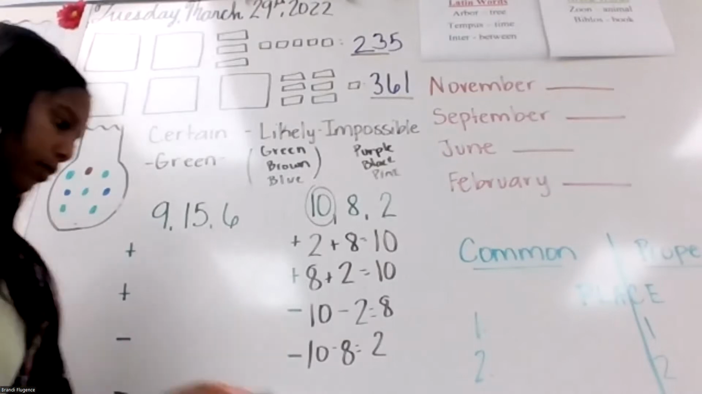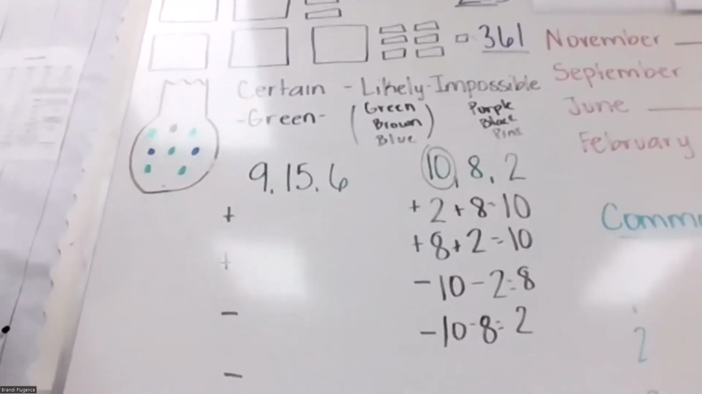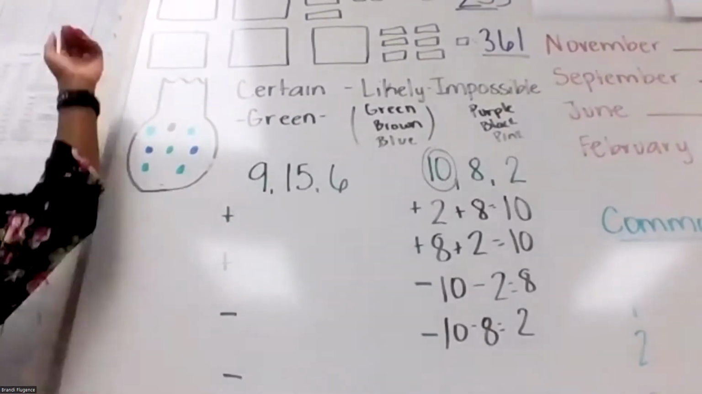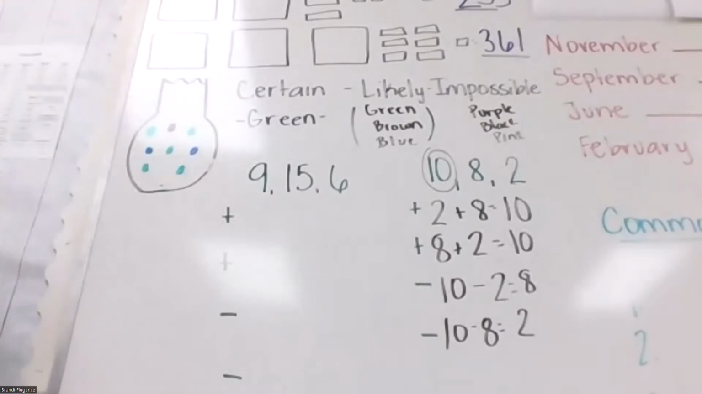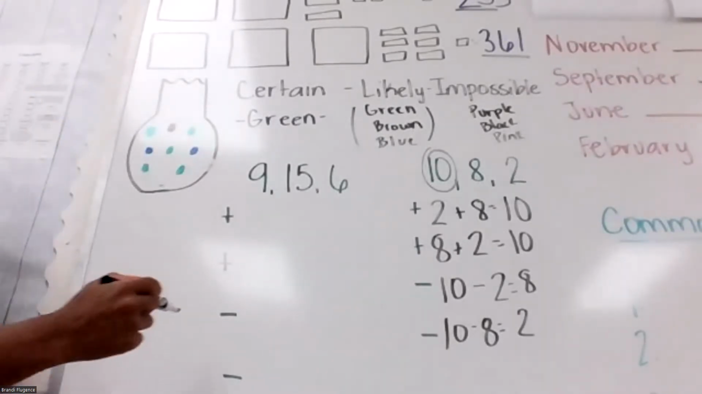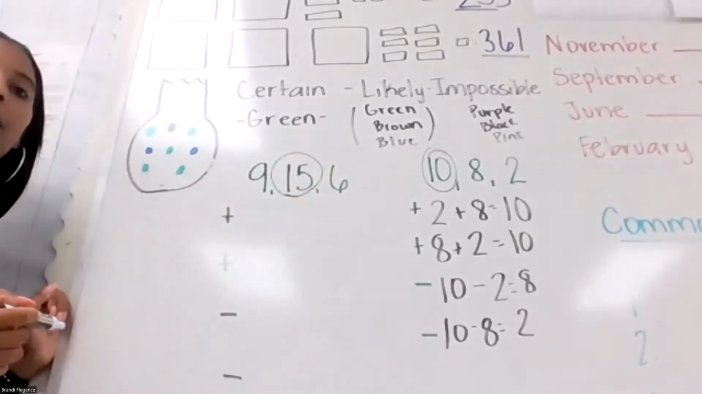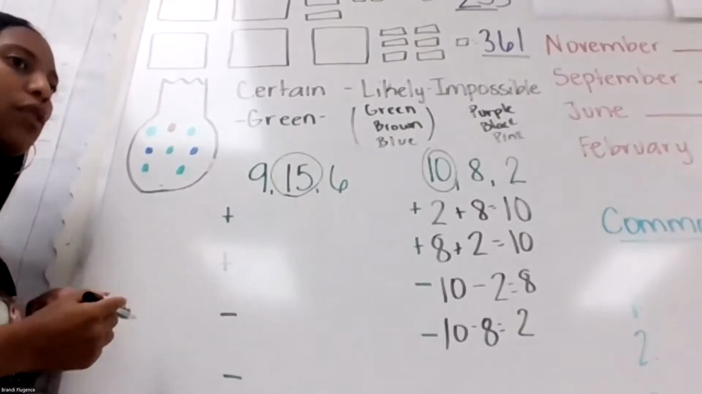Okay, so 9, 15, 6. So what's the first thing I do? I need to identify what's my what? Let's find what first? Your biggest number, which is what? 15. So that means I'm doing what with 15? Adding to 15. So what can be an addition fact?